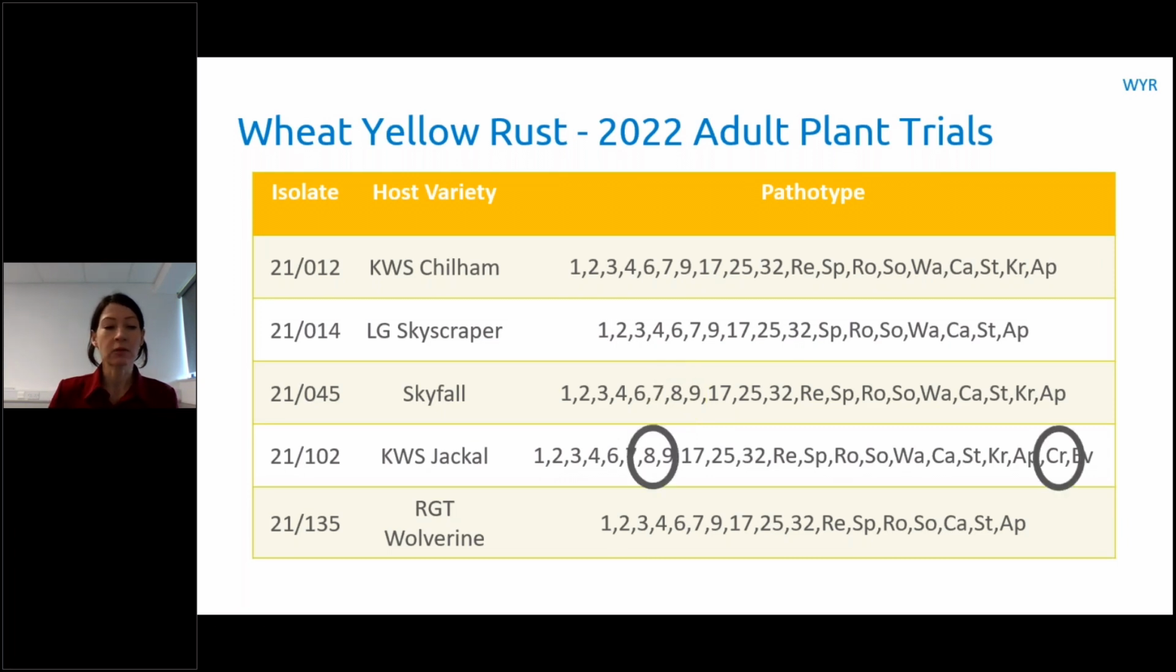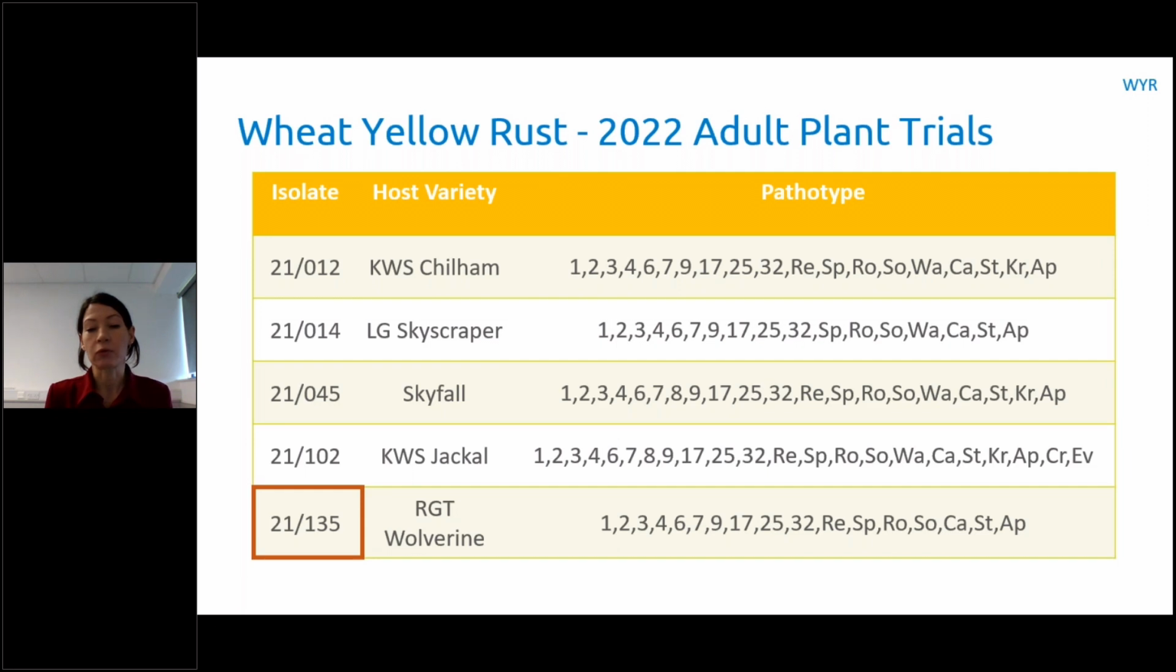We also selected this one, 21102. That was from KWS Jackal. So that one also had virulence for YR8, but it combined it with virulence for Crusoe, and that was a new pathotype that year. And we selected this one, 21135 from RGT Wolverine.